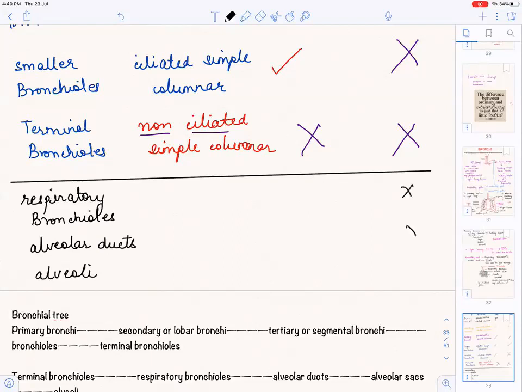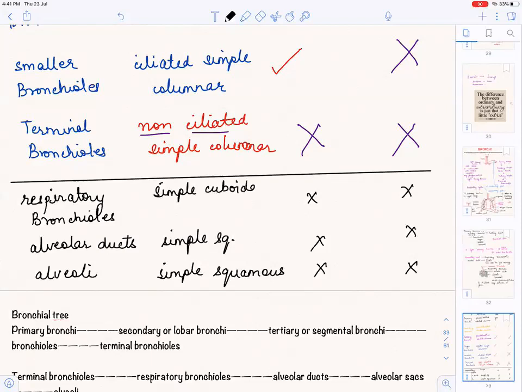They don't have goblet cells, they don't have cilia, and alveoli, I told you that they are the main sites of gas exchange. So they have simple squamous epithelium. Alveolar ducts also have simple squamous epithelium. And respiratory bronchioles sometimes have simple cuboidal to simple squamous epithelium. Okay, so now let us just see once if you have got everything.